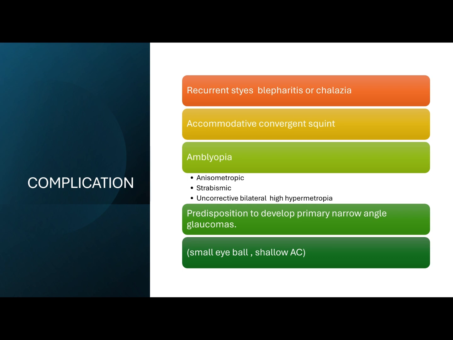So what are all the complications of untreated hypermetropia? The patient can come with recurrent styes, chalazia, blepharitis. Because of continuous accommodation, they may land up with an accommodative convergent squint. If it is not corrected, like any refractive error, they can go in for amblyopia, which might be anisometropic or strabismic, because of the uncorrected hypermetropia. And these patients, as I already told you, have a small eyeball and shallow AC. They are more prone to primary narrow angle glaucomas.